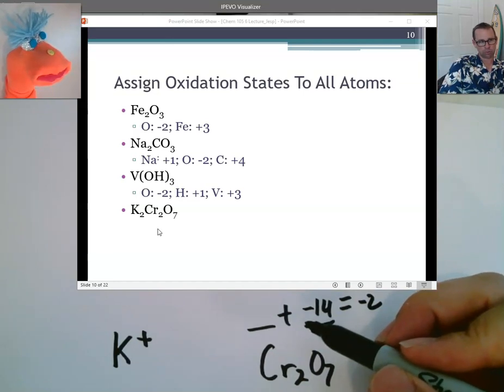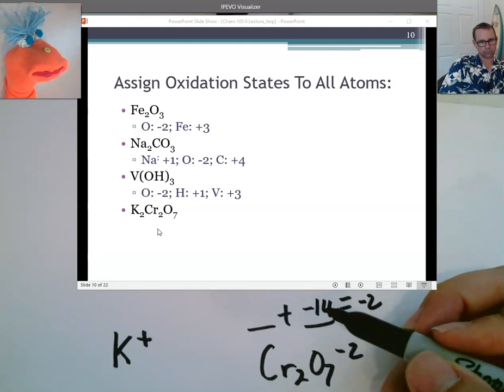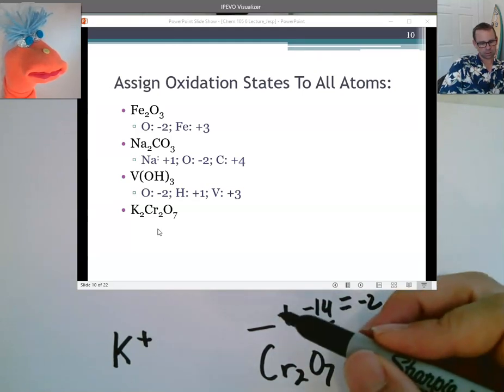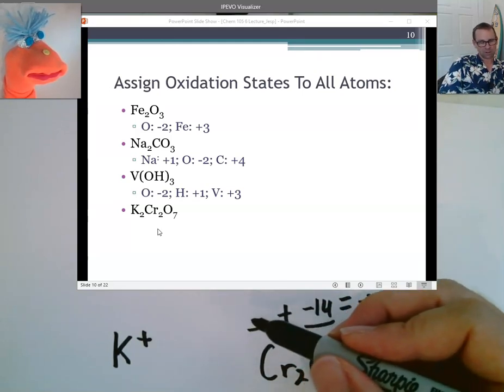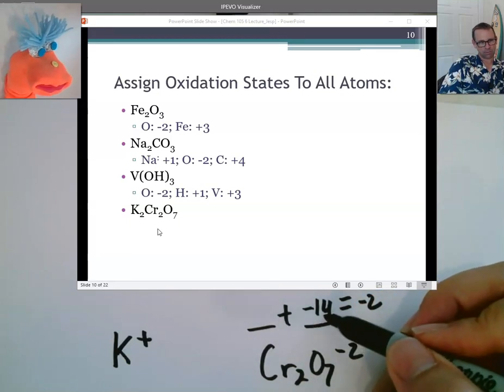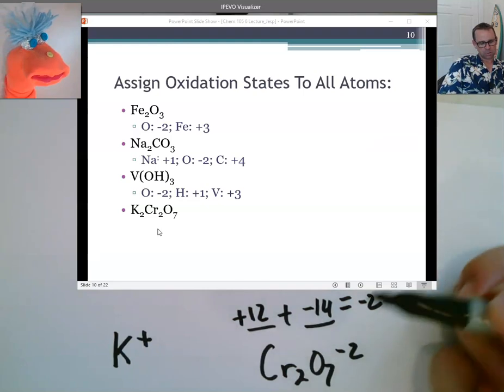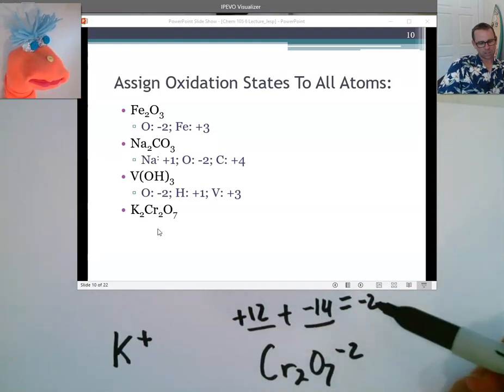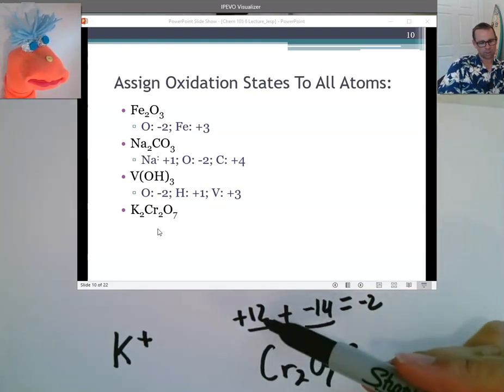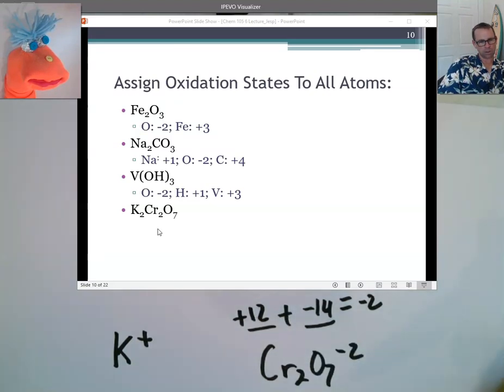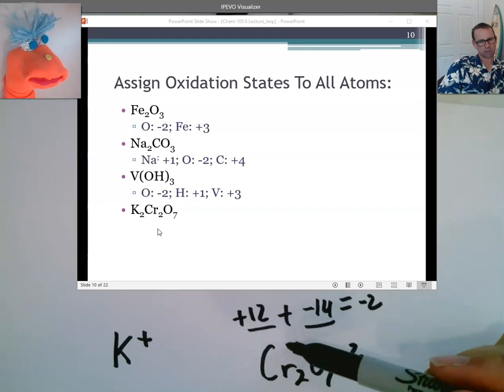Plus what? +16? Very good. Plus 16. Well, no, almost. Plus what? Oh, +12. Plus 12. Very good. Plus 12. So 12 minus the 14 equals our -2. Now, plus 12 is the contribution by the chromate, or the chromium, but there's 2 of them. So what does that mean?